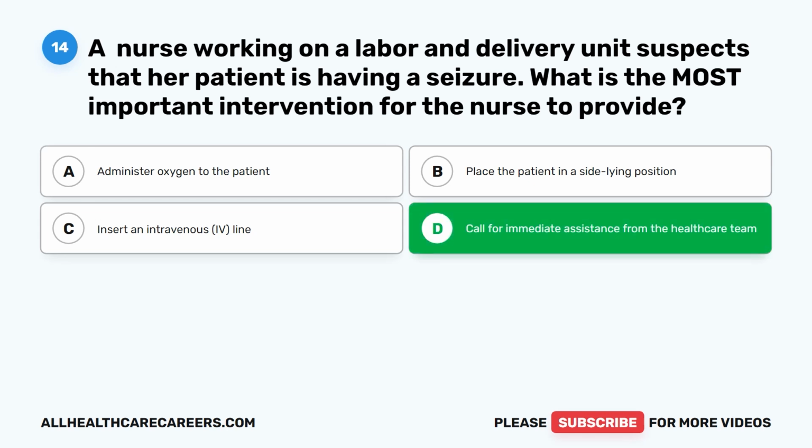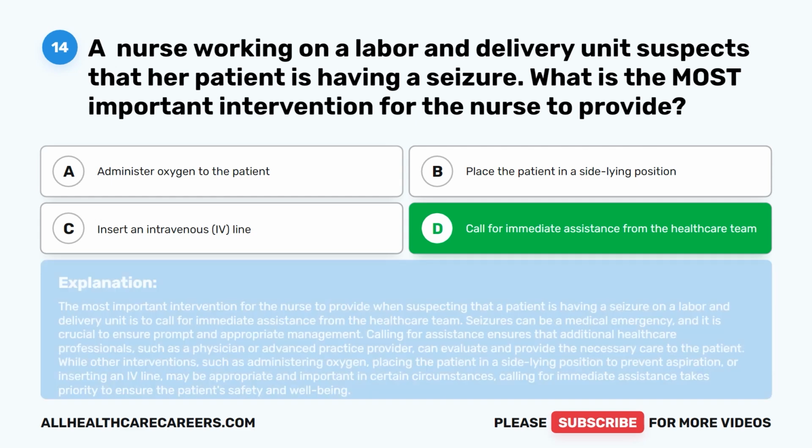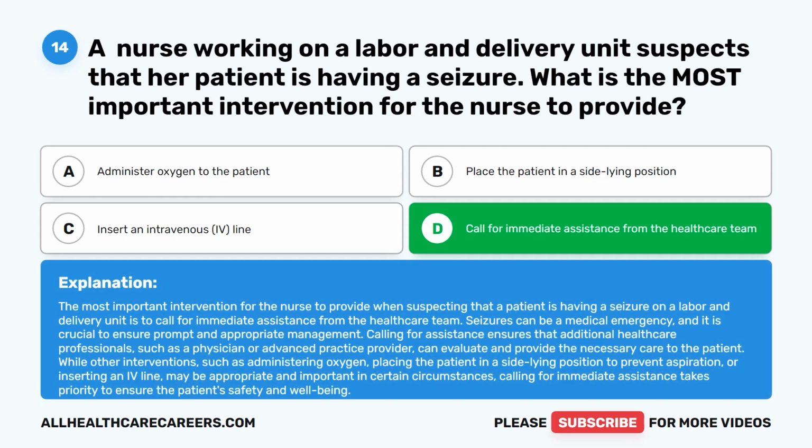The correct answer is D. Call for immediate assistance from the healthcare team. The most important intervention for the nurse to provide when suspecting that a patient is having a seizure on a labor and delivery unit is to call for immediate assistance from the healthcare team. Seizures can be a medical emergency, and it is crucial to ensure prompt and appropriate management. Calling for assistance ensures that additional healthcare professionals, such as a physician or advanced practice provider, can evaluate and provide the necessary care to the patient.